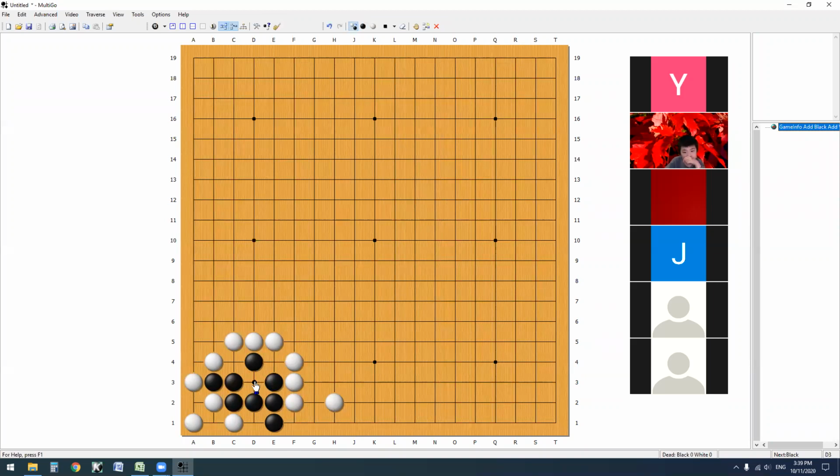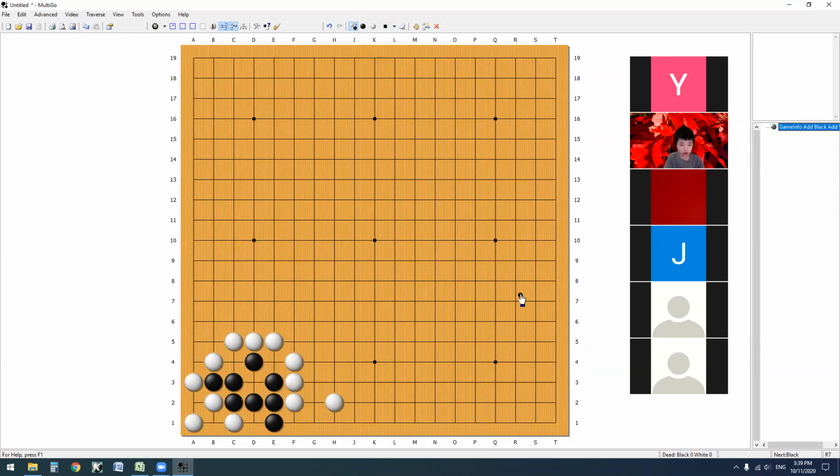So this is actually already a real eye, because even if white takes this shoulder, you can connect here and make it a real eye. If white takes this shoulder, you can go here. So you don't have to go, because you can get one of these shoulders. So this is already a real eye. The task for you is to find the second eye. Can you get a second eye?